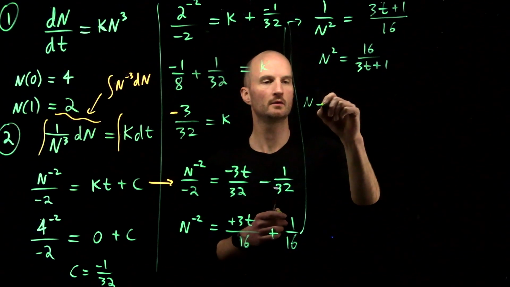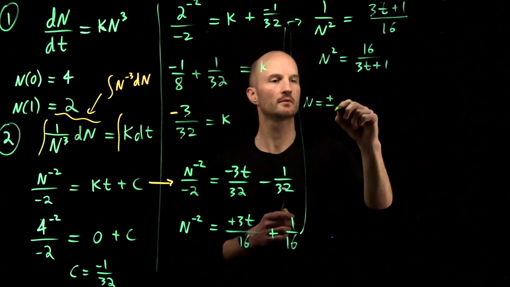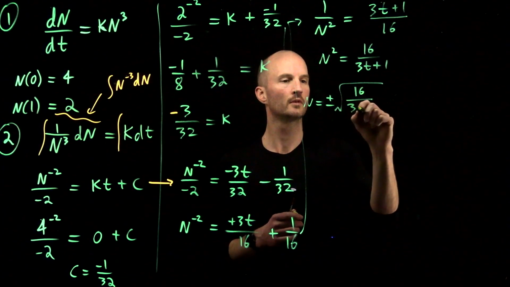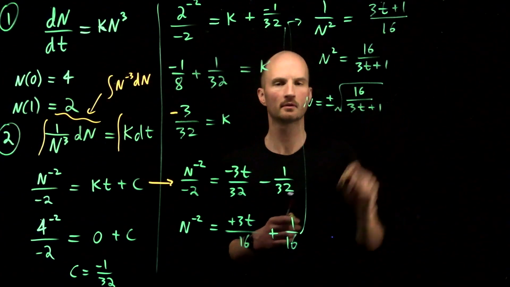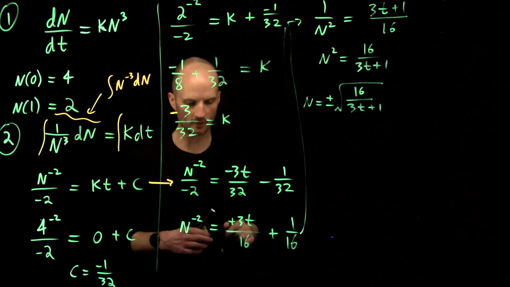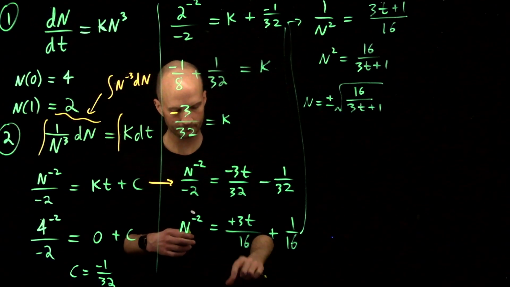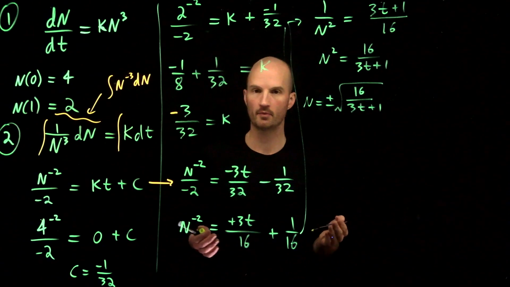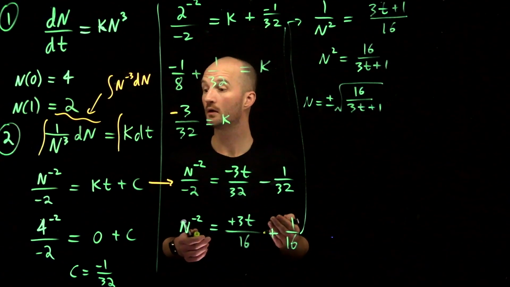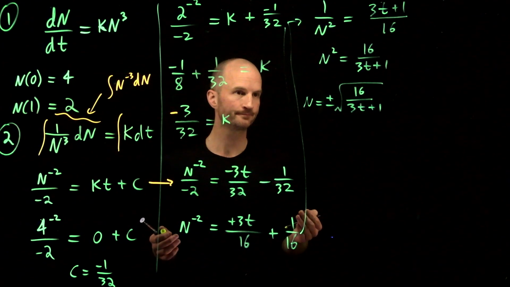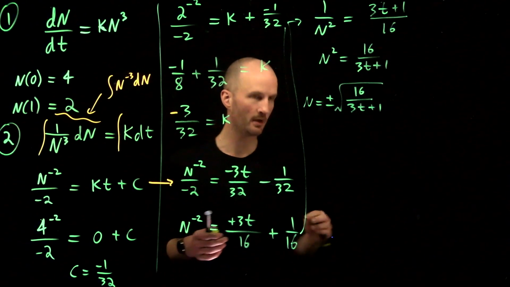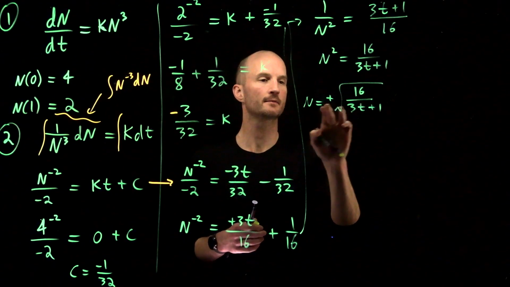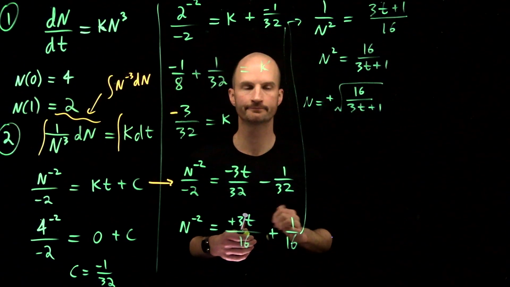So n is equal to plus or minus square root of 16 over 3t plus 1, as expected. Now, the plus or minus doesn't make sense. We're talking about a number of computer viruses. So we just merely remark that this minus doesn't make sense. Then we drop that.